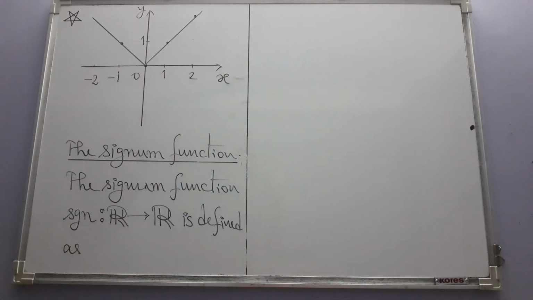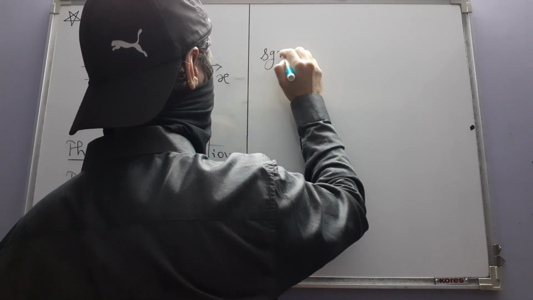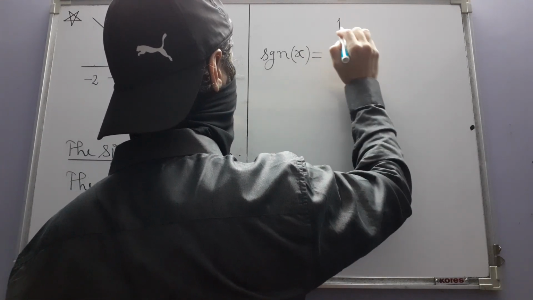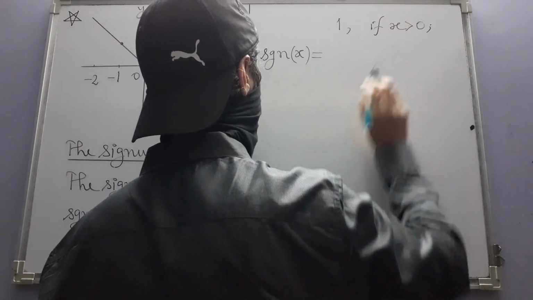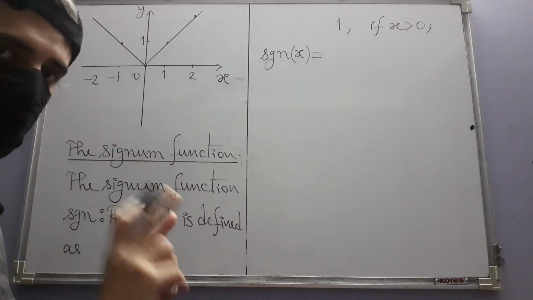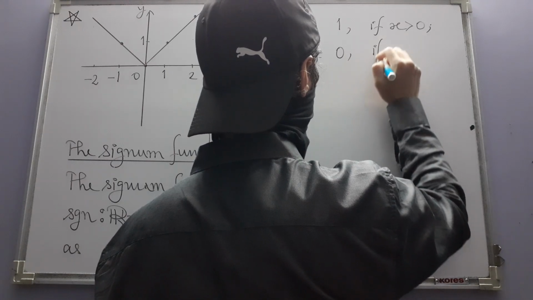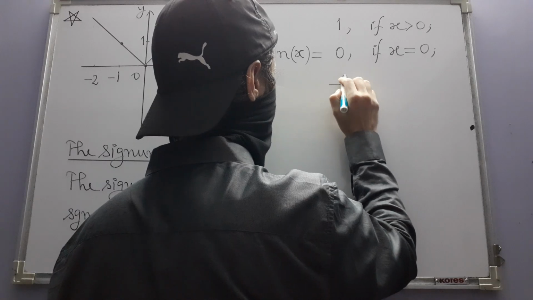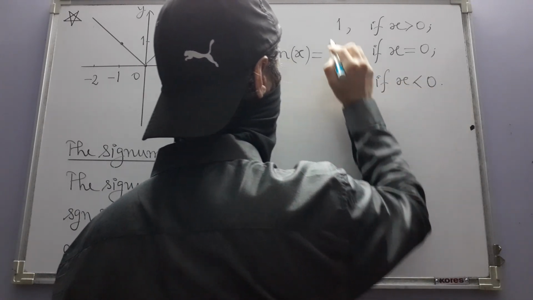By this formula, SGN of x is defined to be equal to 1 if the input x is positive, not like the absolute value function, not non-negative, actually strictly positive, is defined to be equal to 0 if x is equal to 0, and is defined to be equal to minus 1 if x is negative.